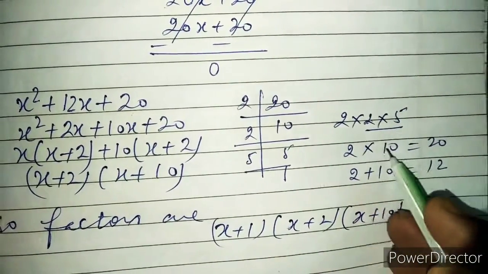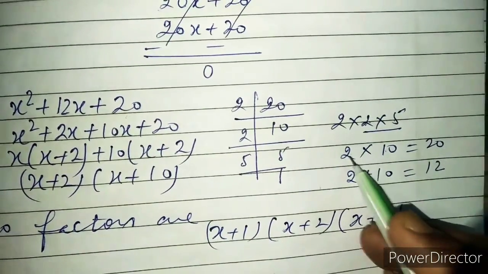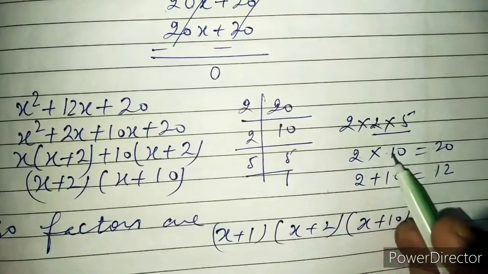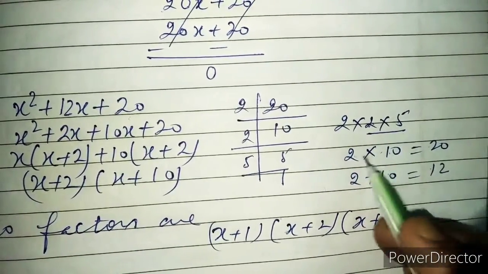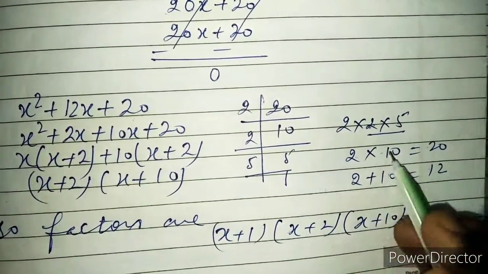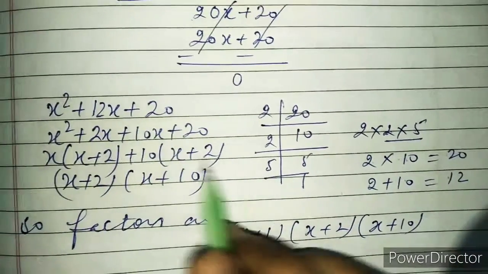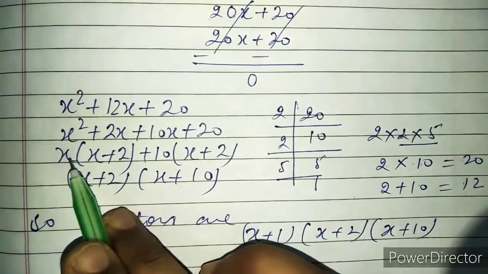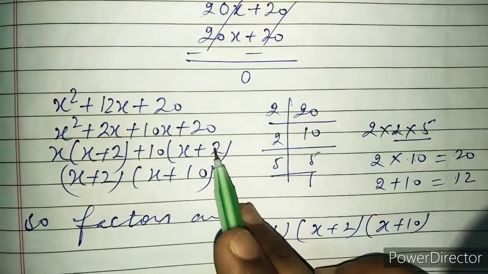So suppose 2 and 10. So 2 × 10 = 20 and 2 + 10 = 12, right? So multiplying 2 and 10 it will be 20, and adding 2 and 10 we get 12, right? So adding 2 and 10 gives 12 and multiplying gives 20, correct, right?